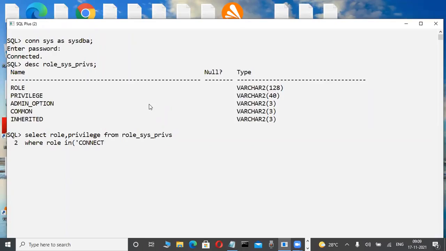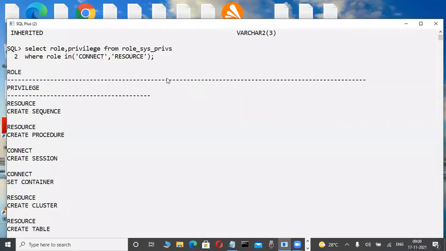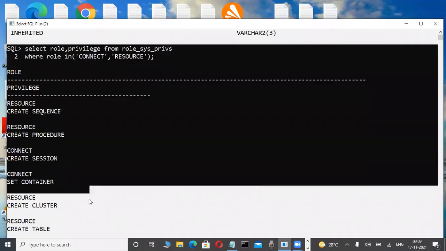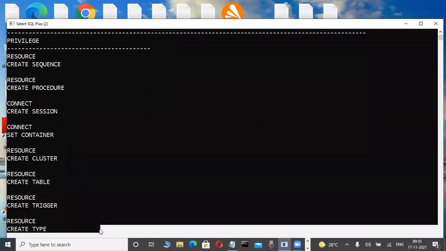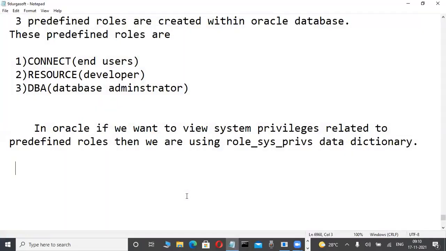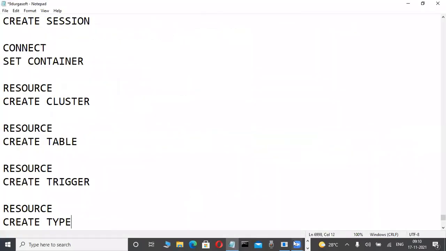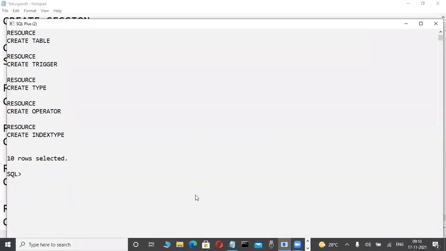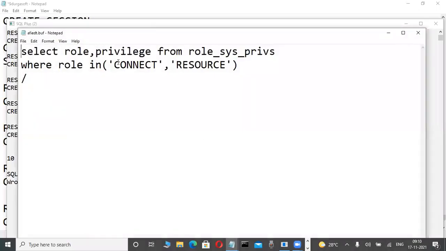Okay, fine. Another one is the resource role, like this. Now for the connect and resource roles, these system privileges are there. You are only writing some system privileges, which is enough. All the things are not required, but writing is most powerful. Now again, the DBA role has which system privileges? So many system privileges are there.